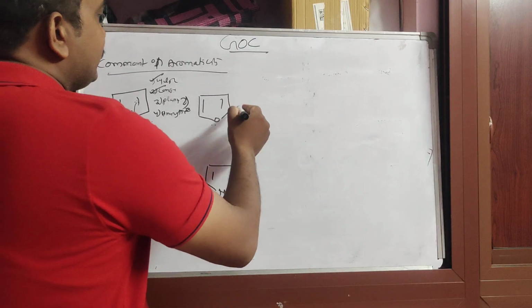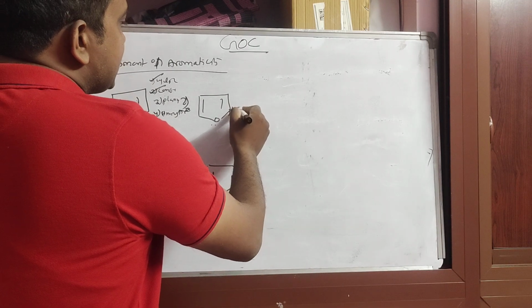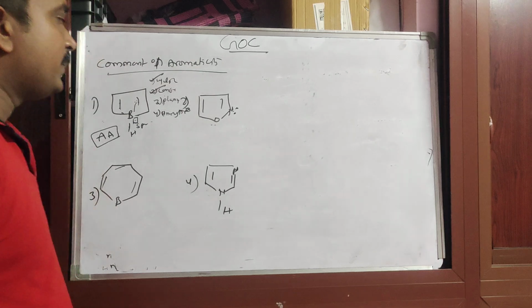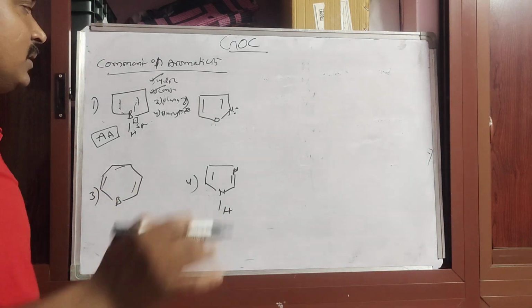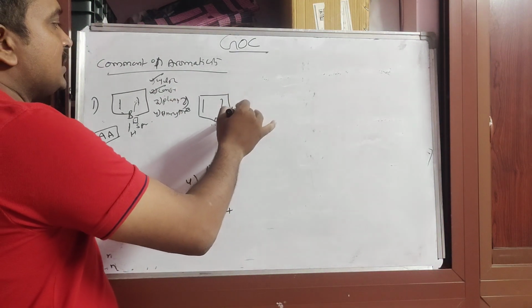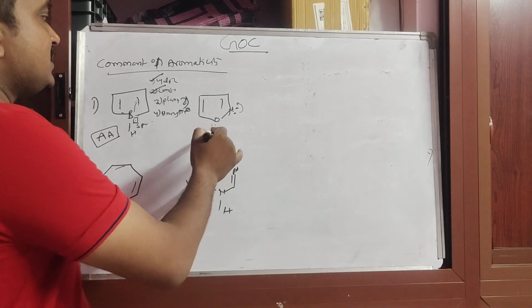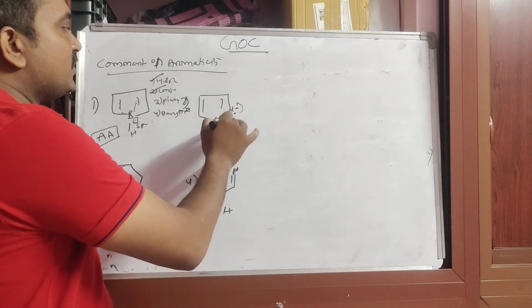If you take this one, nitrogen also has a lone pair, but the double-bonded nitrogen's lone pair does not get involved in the conjugation. Only this oxygen's lone pair is involved in the conjugation.